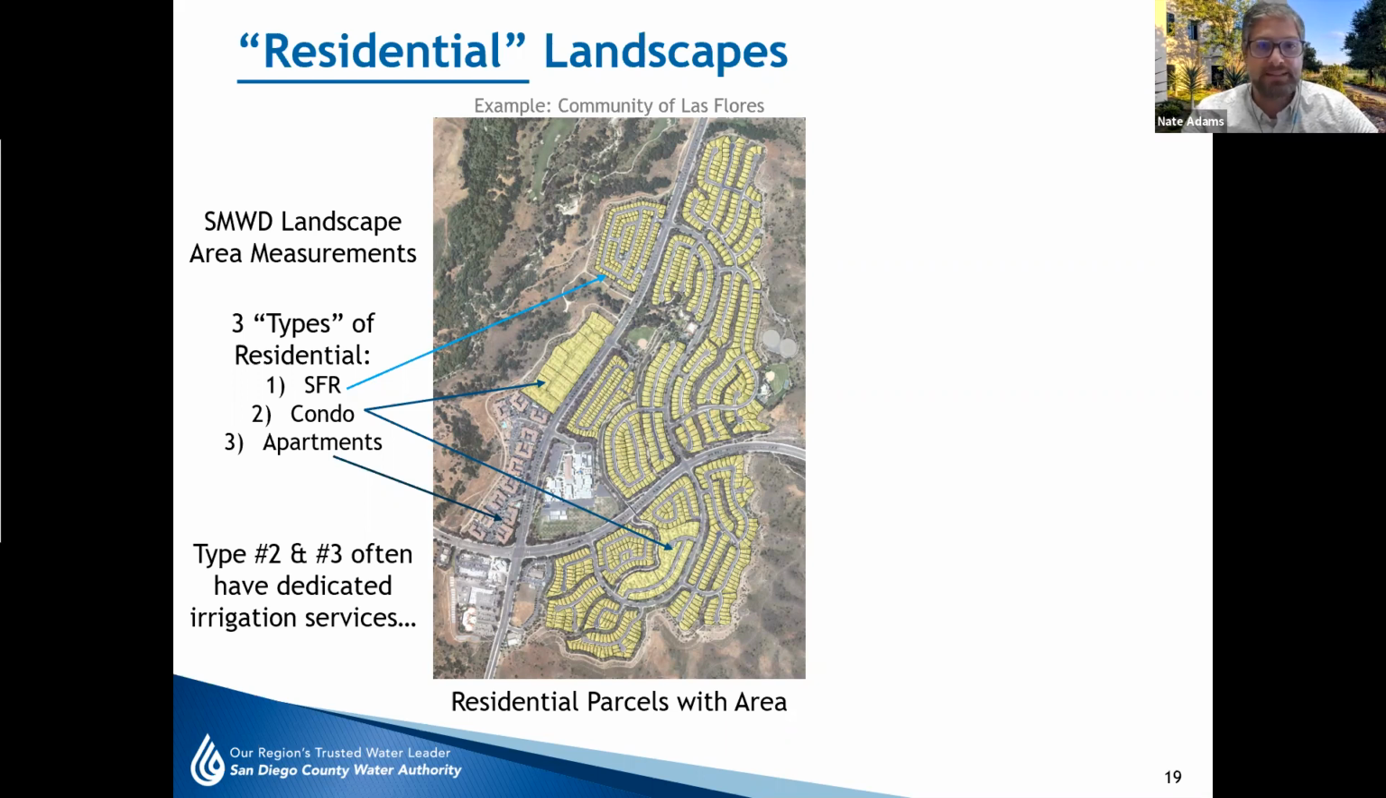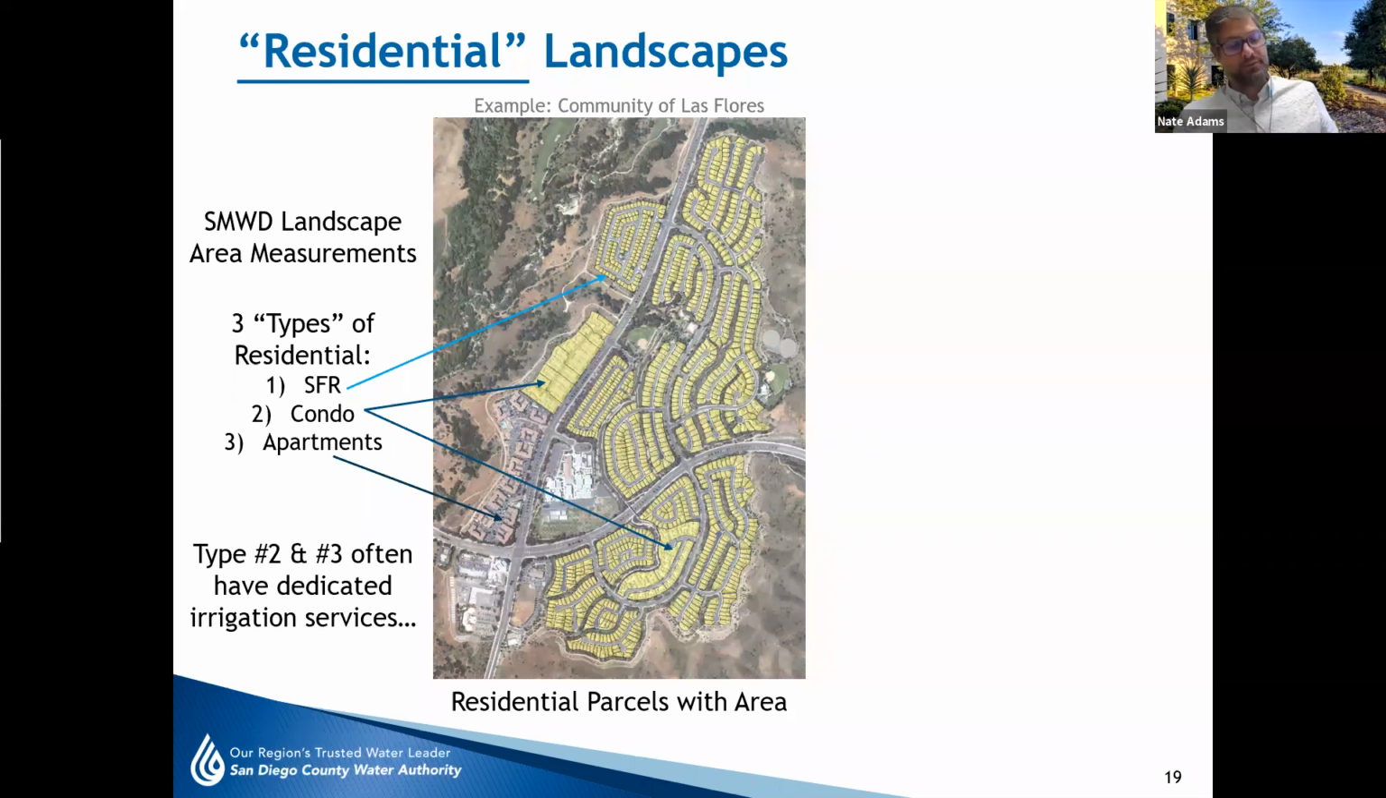And then the third main type, you could think of those as commercially maintained apartments. And these might have individual meters, or they might have one master common meter that serves multiple units within one building. So shown here are those three different examples that show up throughout our service area.